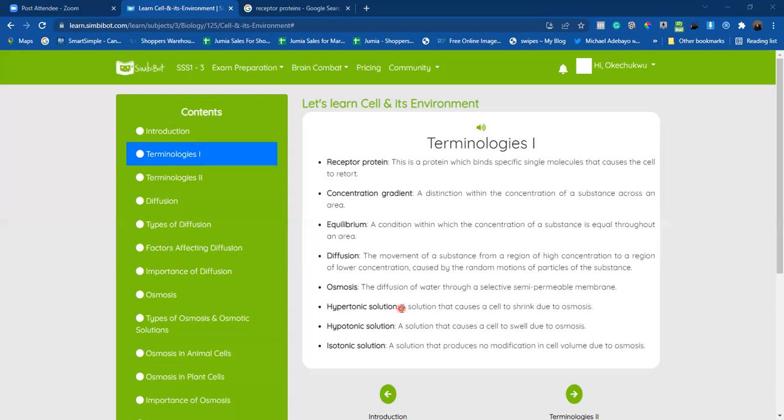Hypertonic causes the cell to shrink. Hypotonic causes it to swell. Isotonic is when there is no modification in cell volume. When there is no modification, that's isotonic. All right, so let's move on.